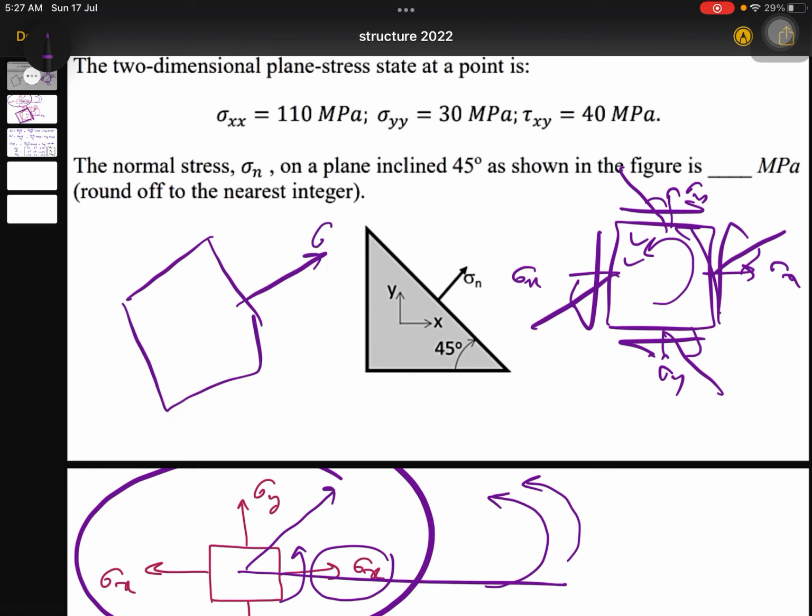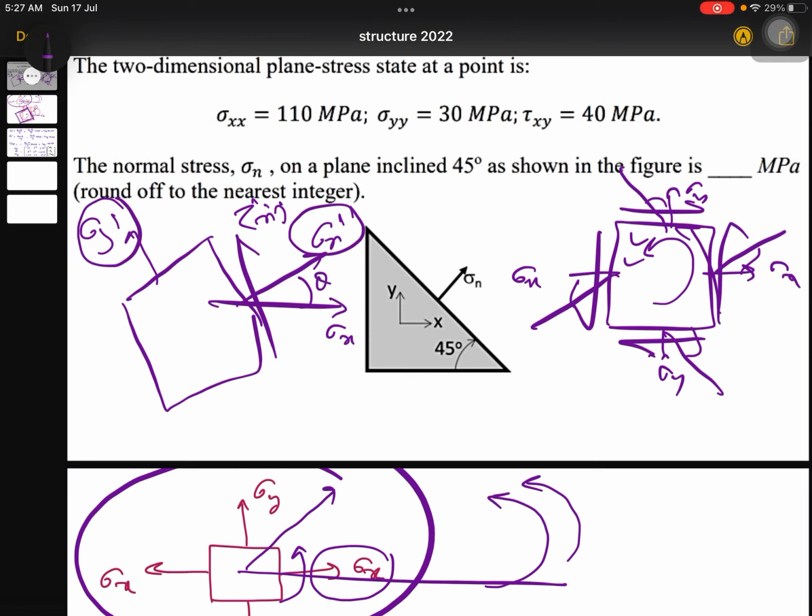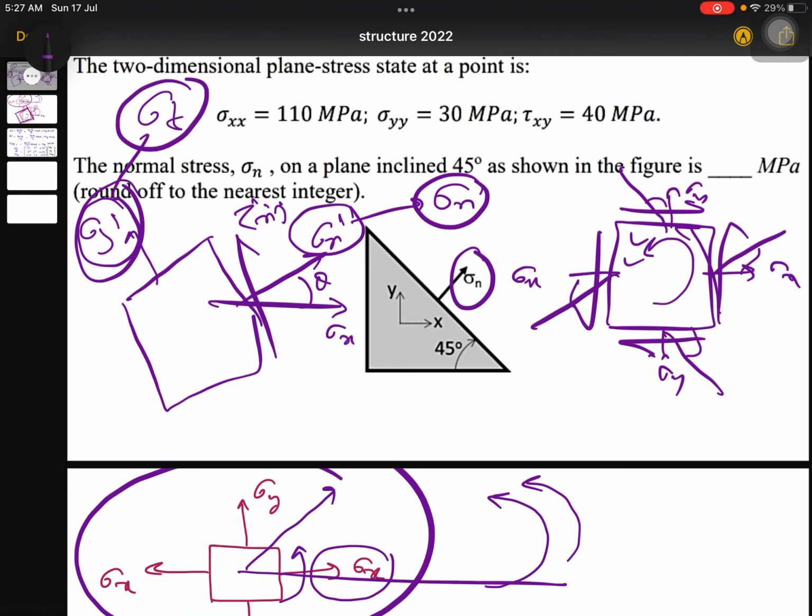So this will be your sigma x dash, this will be your sigma y dash, right? And this will be your tau x y dash, or you can say tau dash. Earlier this was your sigma x, now I have twisted it by angle theta. Some people call sigma x dash sigma n, which is what they have asked here in the GATE exam, and some people call sigma y dash sigma t, correct? Now this tau dash you can leave as tau dash.